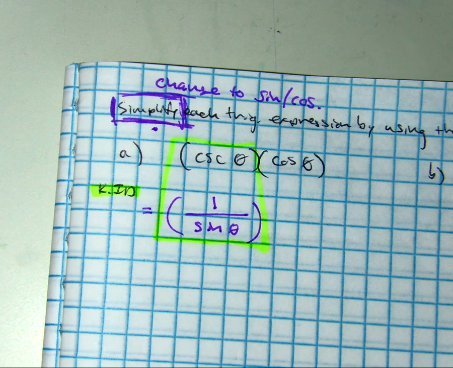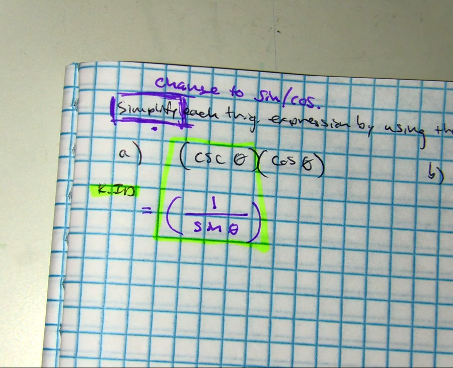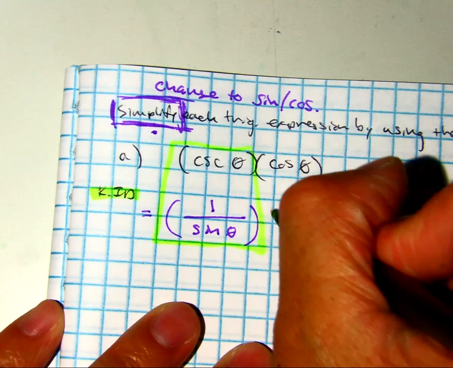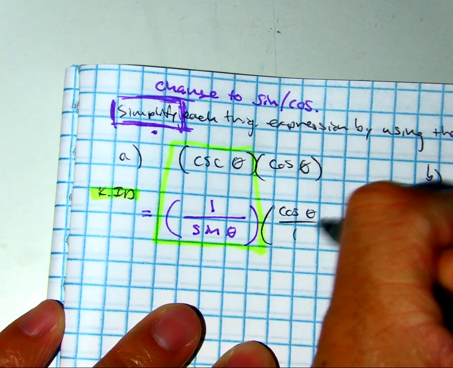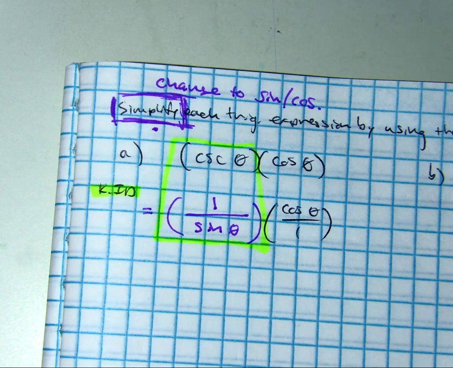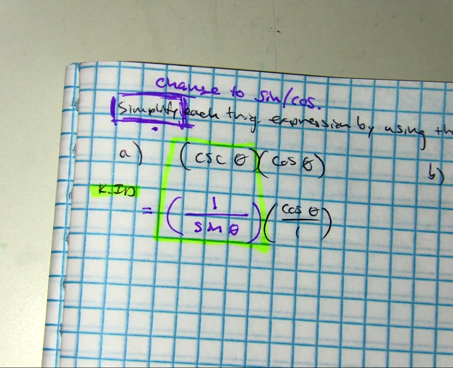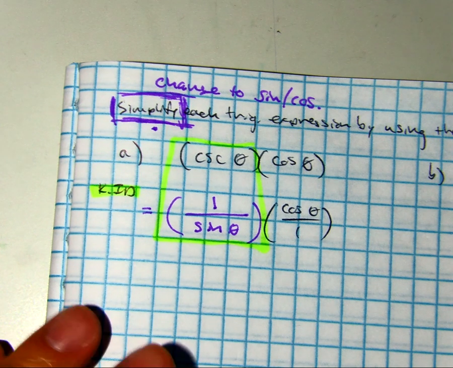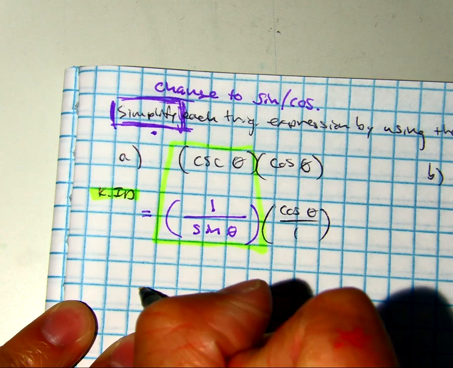Aaron, did you do anything with the cosine? I put cosine of theta over 1. Thank you, Aaron. Aaron, what's your partner's name? It's Jesus. What do we do next? You can cross cancel.